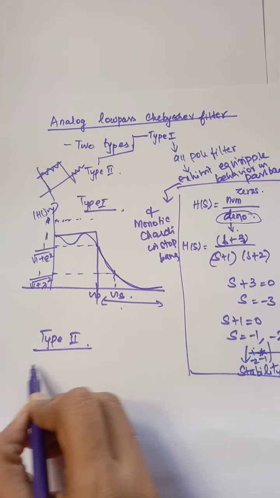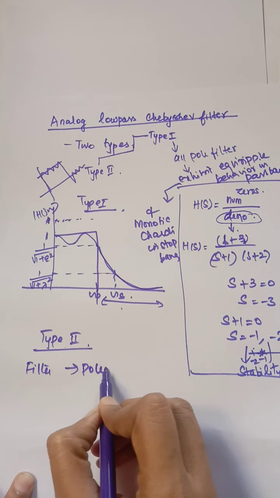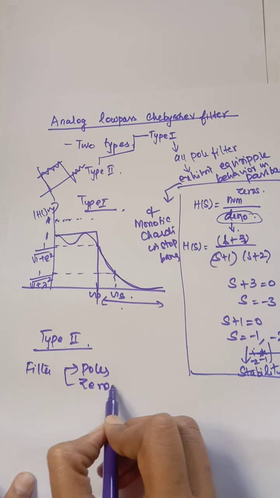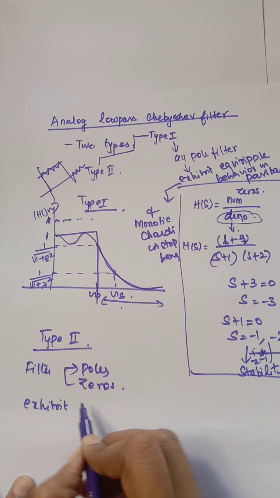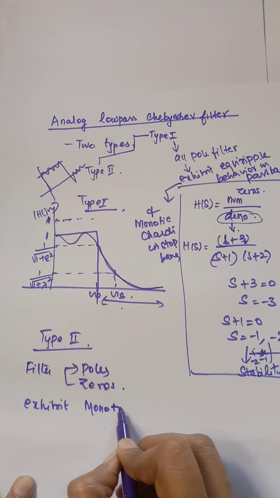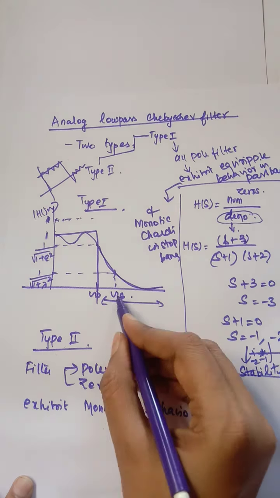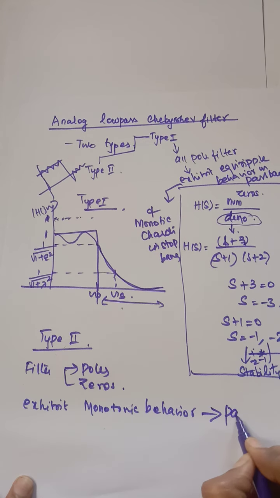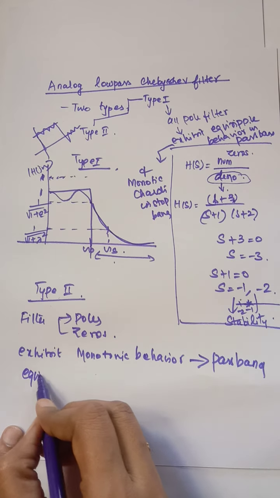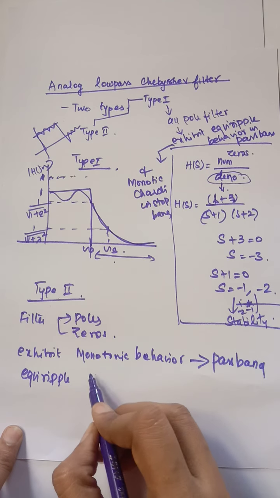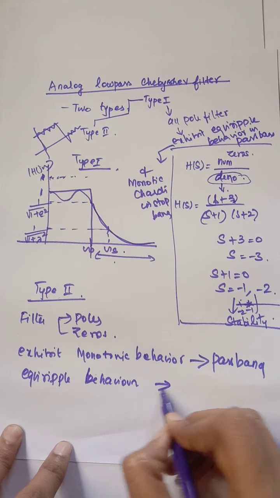Here the transfer function, right? The filter contains both poles and zeros, and it exhibits monotonic behavior in the pass band. There it exhibits monotonic behavior in the stop band. Here it exhibits monotonic behavior in the pass band and an equiripple behavior in the stop band. That is totally opposite. Okay, equiripple behavior in stop band.